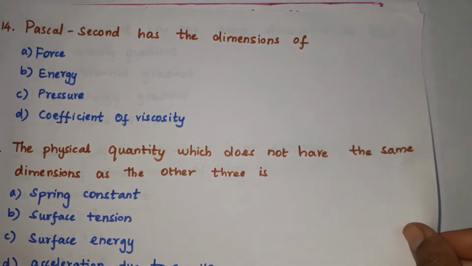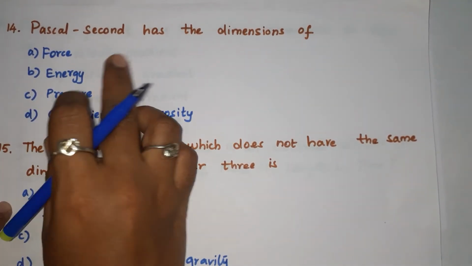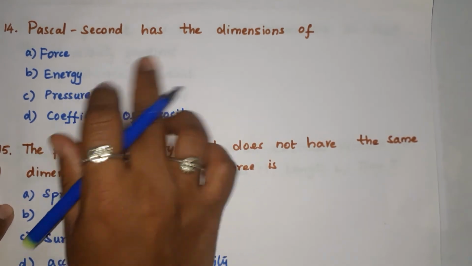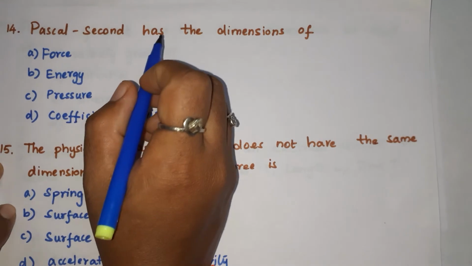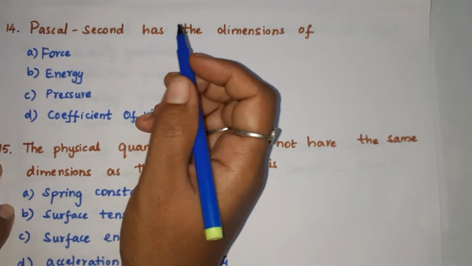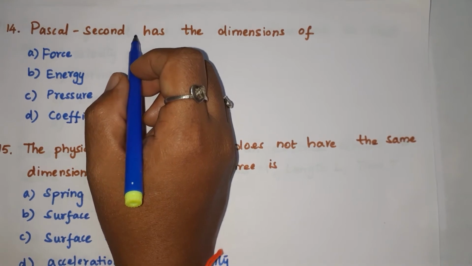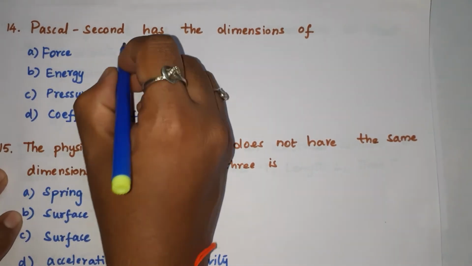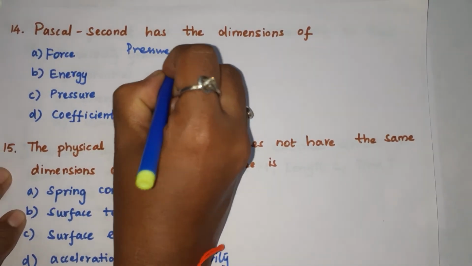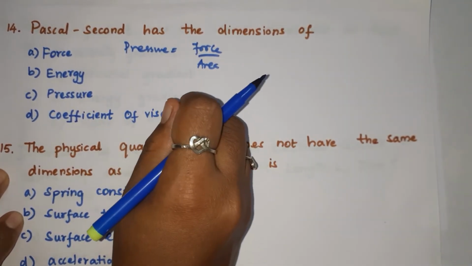Yes. Next question, 14th question. In this 14th question, Pascal second has the dimensions of what? Pascal is a unit of pressure. So if Pascal is a unit of pressure, what is the dimensional formula for pressure? We know the formula for pressure. Pressure is equal to force by area.